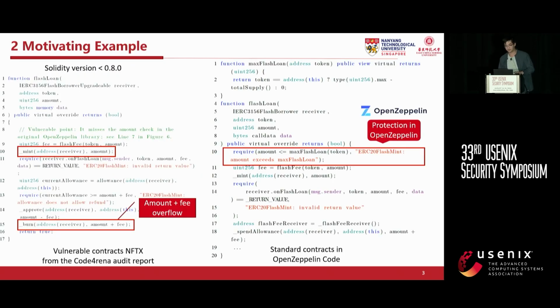So here is a motivating example. There are two code segments. The left one is a vulnerable one. The right one is a secure implementation from the OpenZeppelin libraries. In the right one, on line 10, you may see that there is a require statement, which means that for the code to be executed, the amount should be less than or equal to the max flash loan amount. But in the left version, this statement does not exist. So on line 15 of the left version, it may suffer from an integer overflow vulnerability.